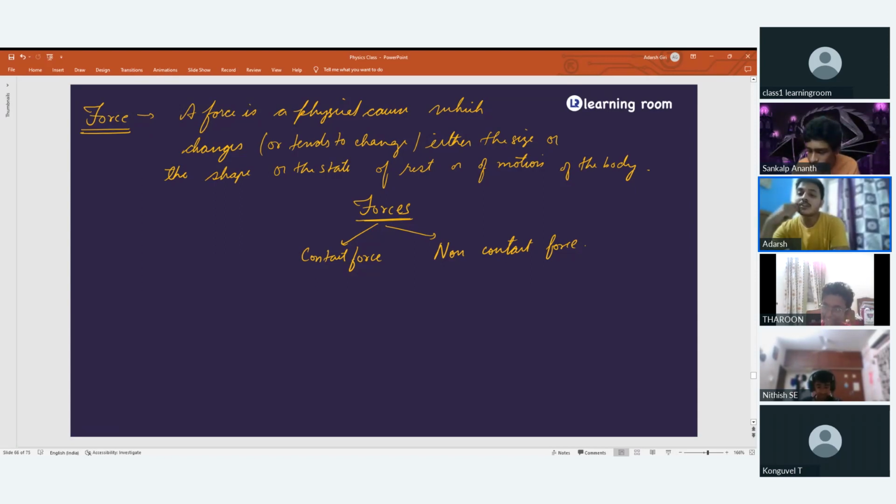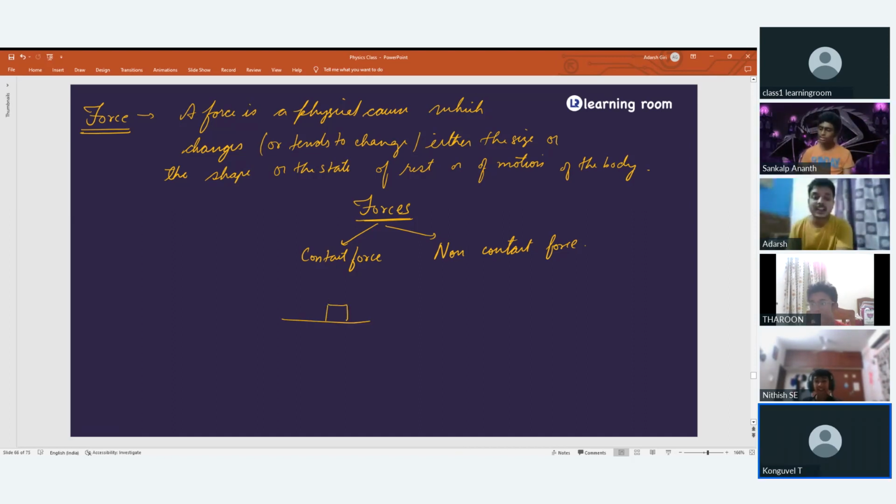And non-contact means you are just applying the force without touching it. Like if you want to push this object from here to here, I can push it in two ways: without touching and by touching. See how can I do it?